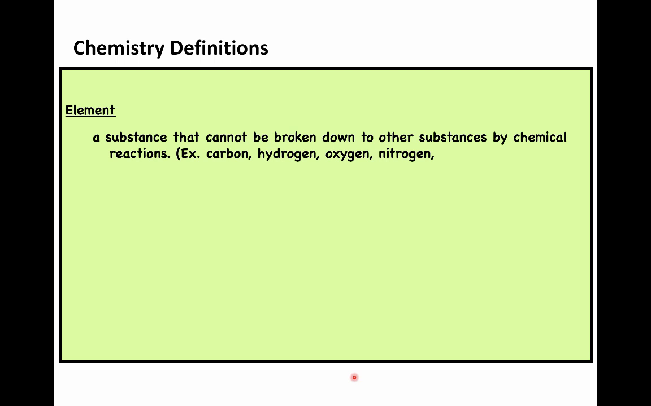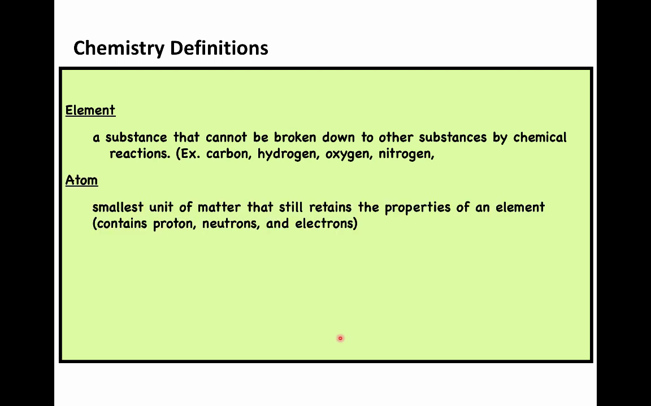So a few definitions to start. An element is a substance that can't be broken down to other substances by chemical reactions. The elements that we think of in biology a lot are carbon, hydrogen, oxygen, nitrogen, etc. An atom is the smallest unit of that element. So it's the smallest unit of matter that retains the properties of an element. It contains protons, neutrons, and electrons.